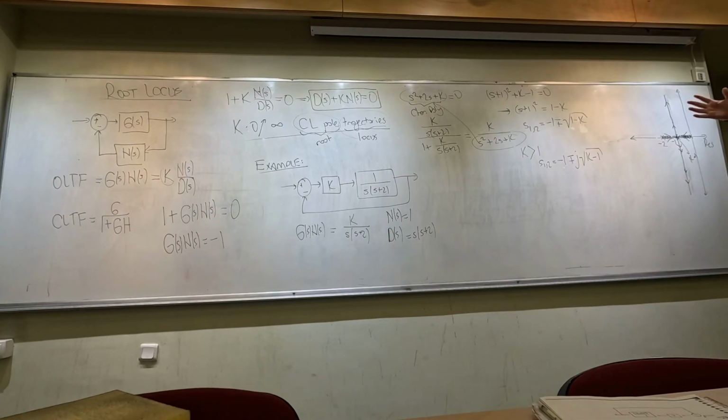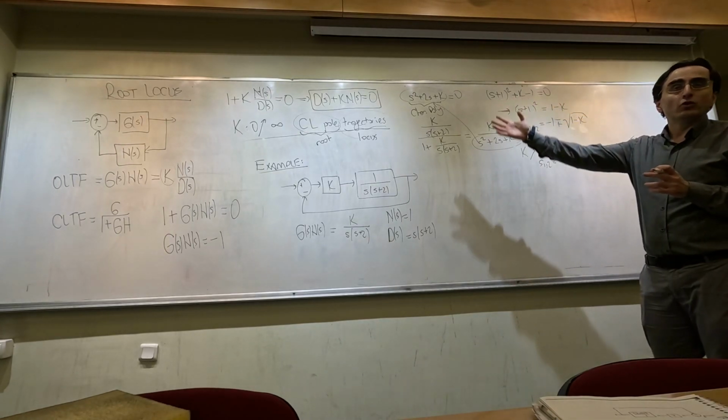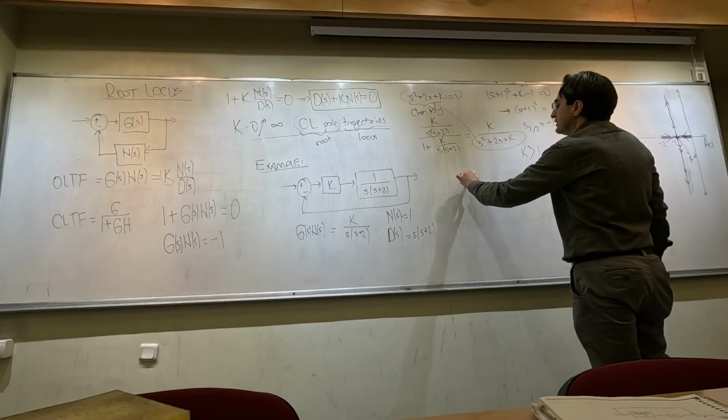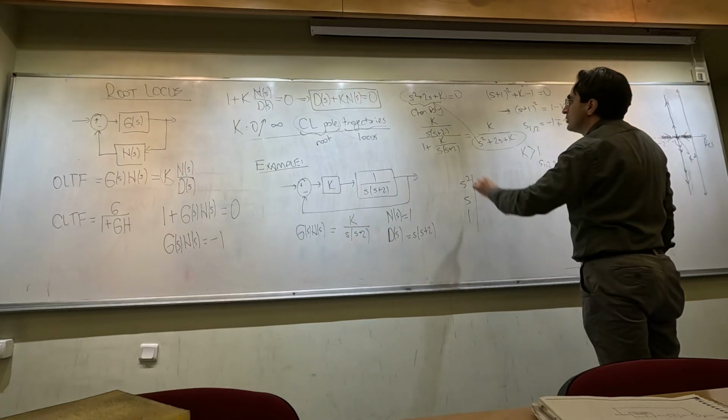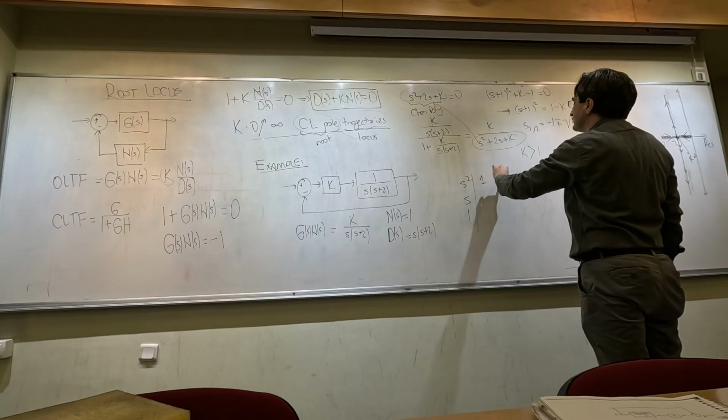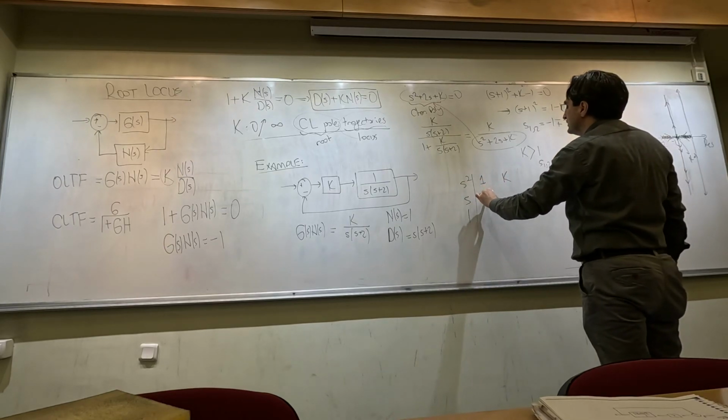If I apply the Routh stability criterion to that polynomial, what is that going to give me? It is s squared, s, and 1 here. So I can here write 1 and k, and here 2.